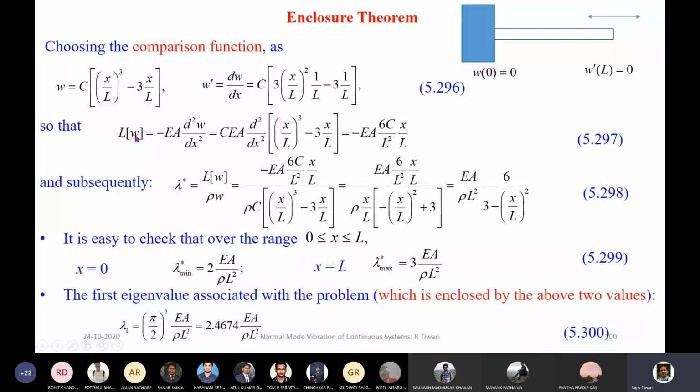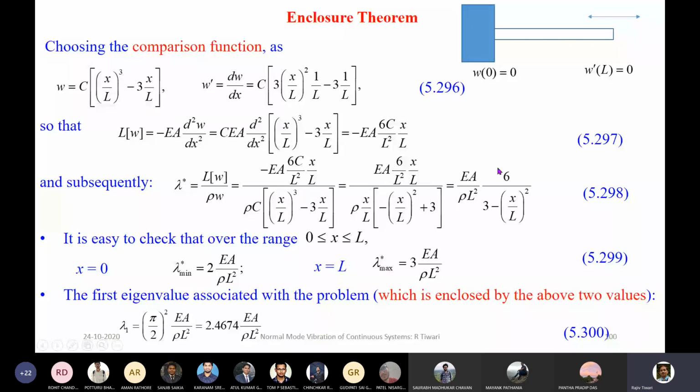So if we operate the L operator on W, which is like this, if we differentiate W twice, we will get, after simplification, this. Similarly, now we are putting it directly into the enclosure theorem. So this by this, and this we already evaluated. W is this one, so directly we can keep it. Now we can take some terms common, because x by L is common. We cancel some common terms, and if we simplify, we get this. So the lambda star corresponding to the comparison function becomes this.